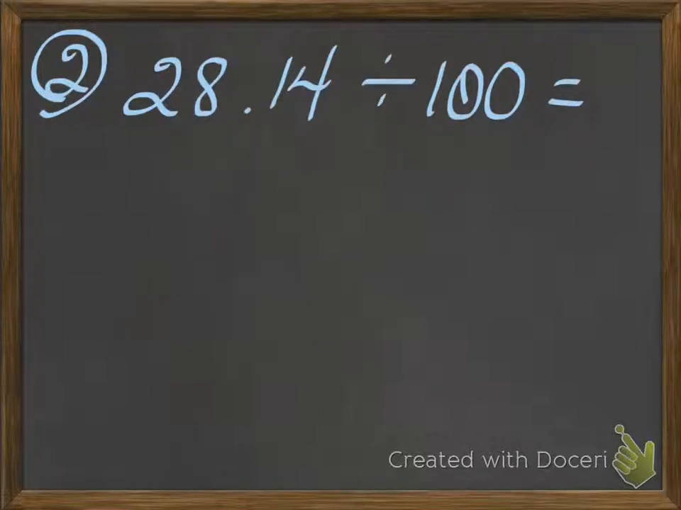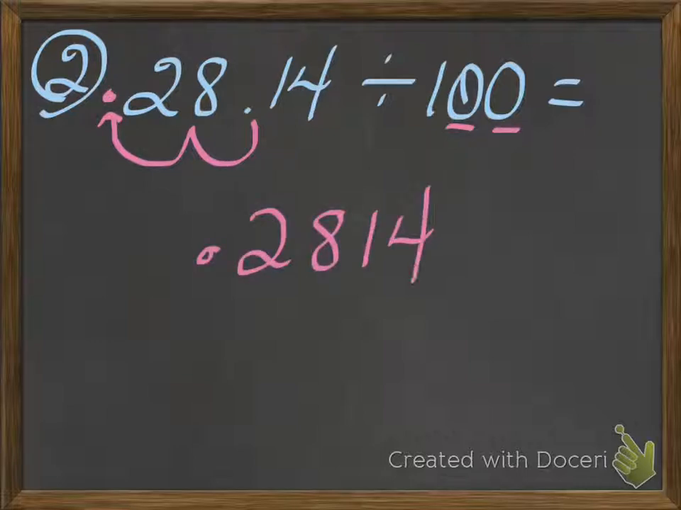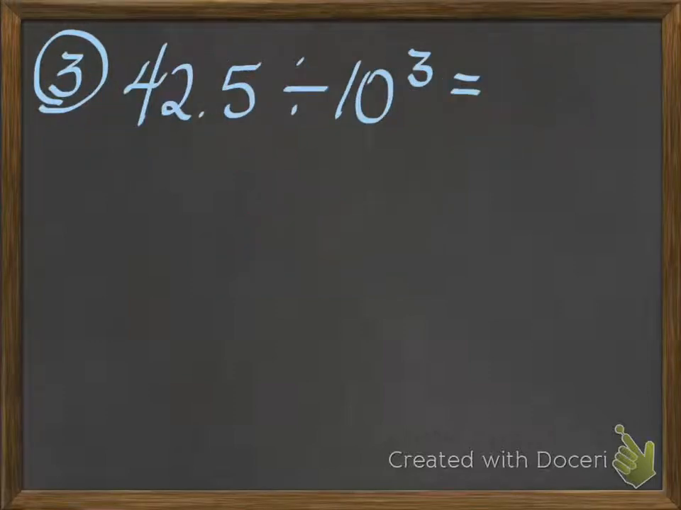Number 2, 28.14 divided by 100. Okay, there are 2 zeros. That means we're going to move that decimal place over 2 places. And our answer becomes 0.2814.